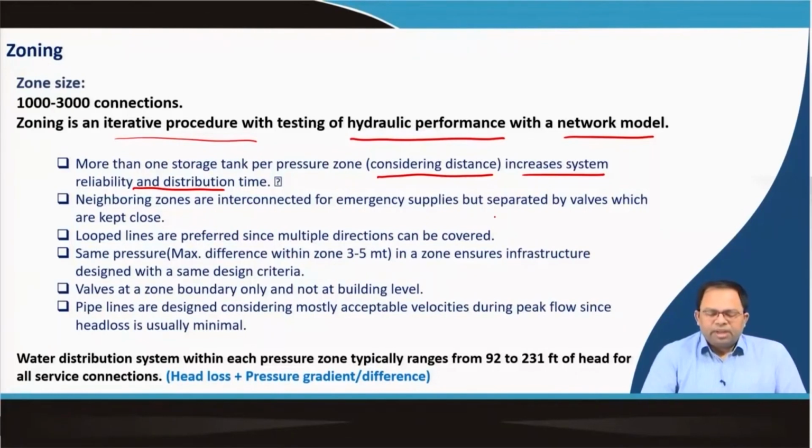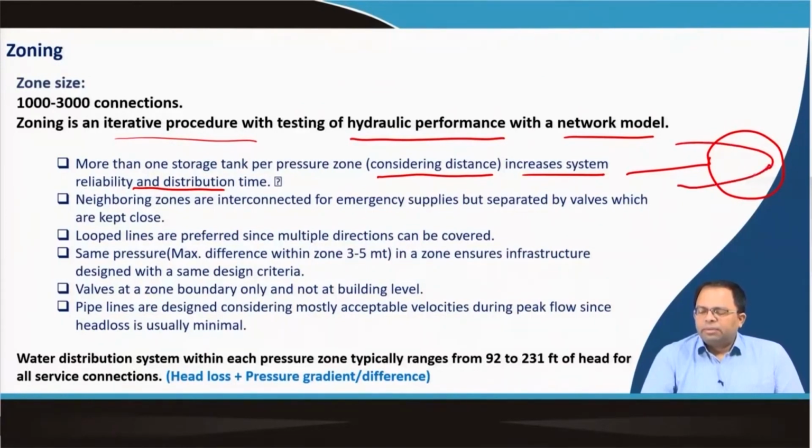Then loop lines are preferred since multiple directions can be covered. So, we were saying that multiple inlets and all this. We can have loop lines instead of a single line going to an area and serving that area. We can create certain loops in this particular area. That means water could be sent from this side and this side to serve this particular area. So, we can create different loop networks. We will discuss that later in the later lectures.